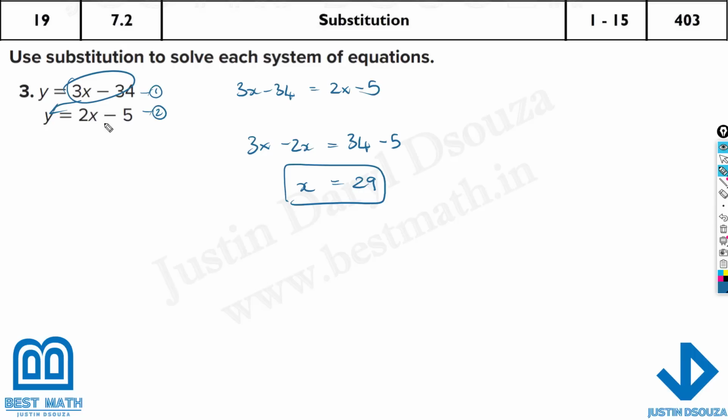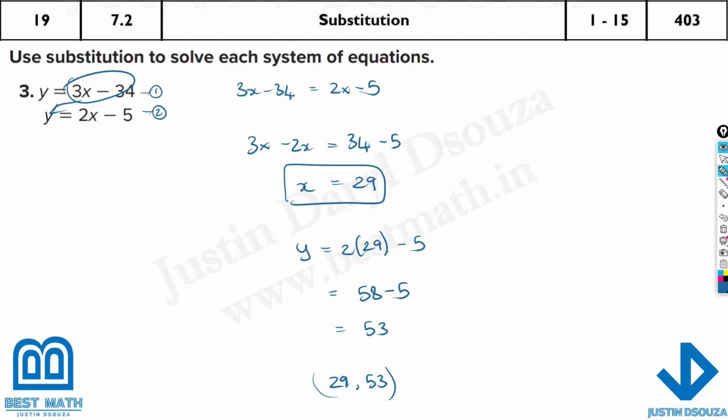So 29 times 2 minus 5. Over here I had to do 3 and then 29, a bit bigger, right? So over here y equals 2 times 29 minus 5. So here 29 times 2 will be 58 minus 5. The answer is 53. So it's 29 and 53.